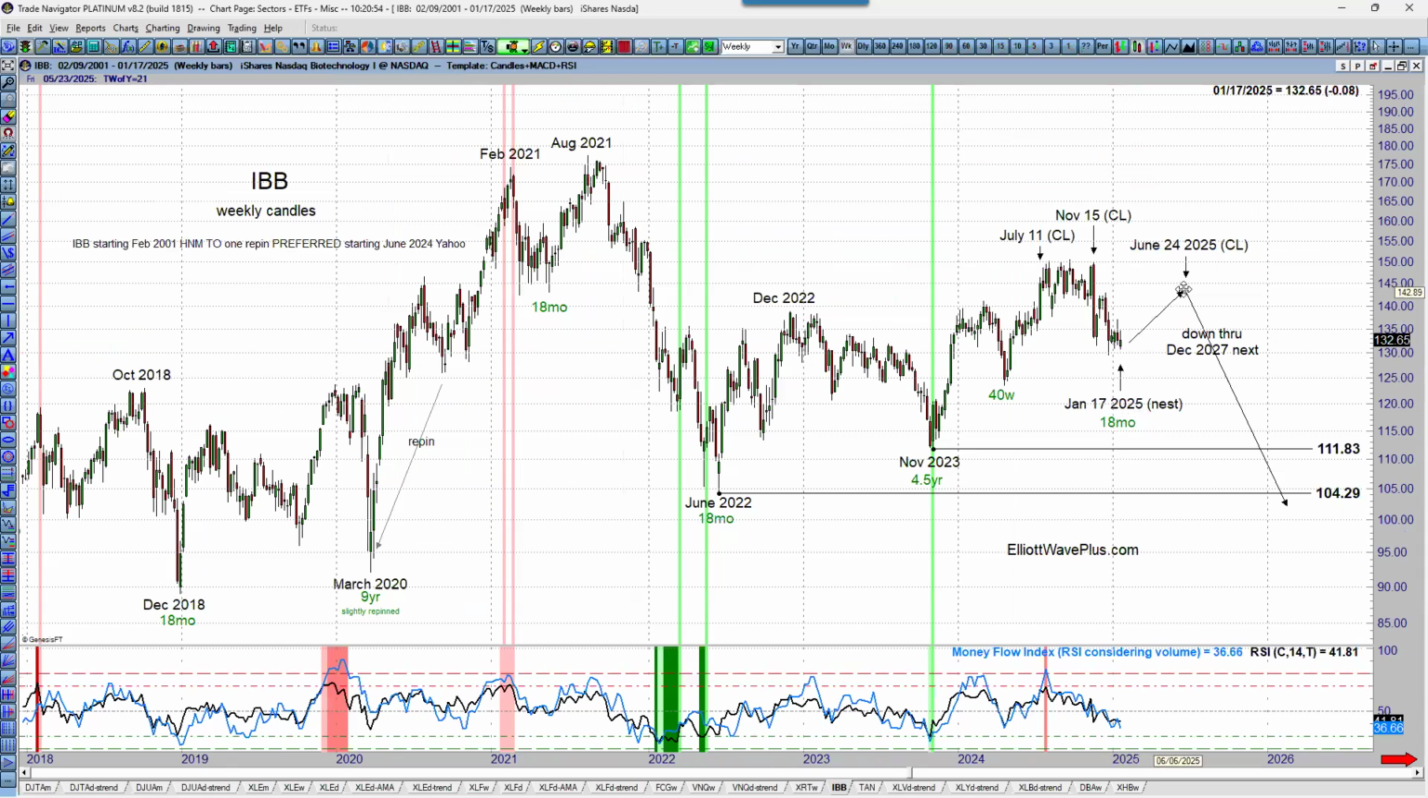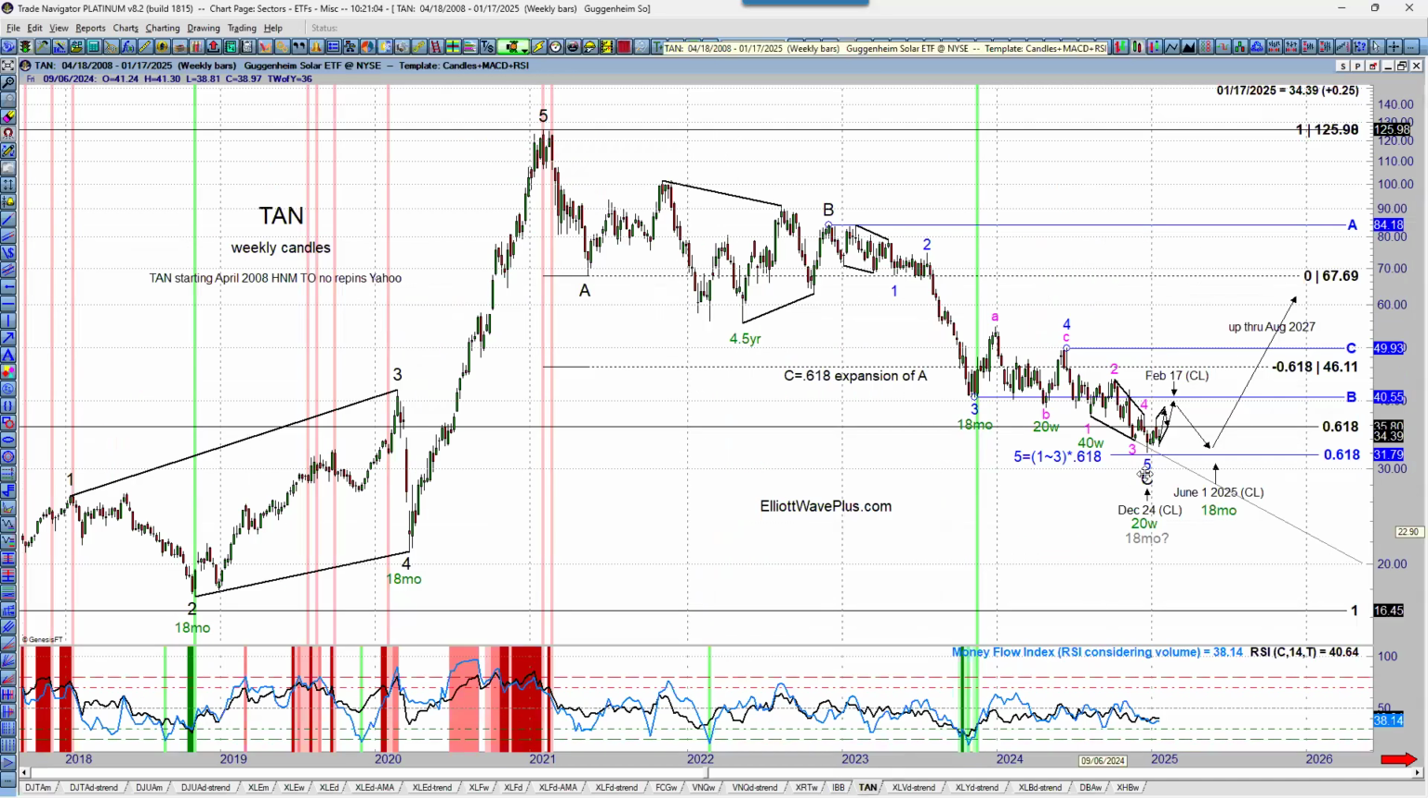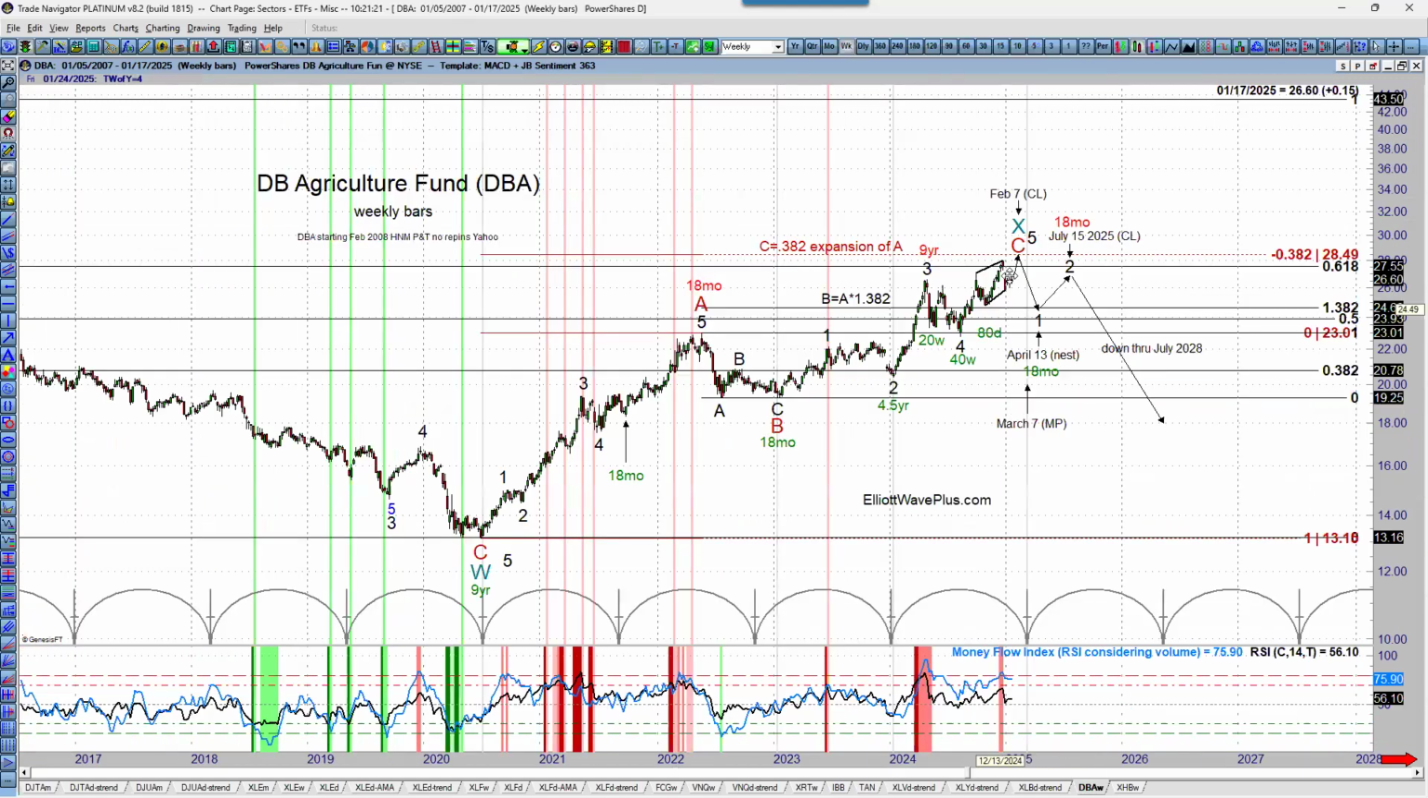IBB, biotech, looking for a bounce between essentially now and all the way through June. TAN, the solar ETF, I think should work its way higher, in a rather choppy fashion, through mid-February still. DBA, the agricultural fund, I think will probably pop for one more high in this ending contracting diagonal that's been underway since the mid-August low on ag, looking to the upside into early to mid-February.